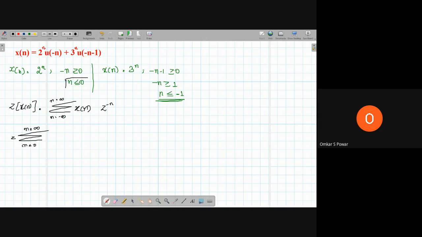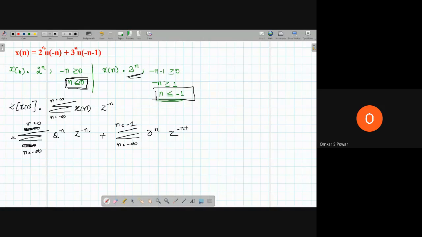So n is less than or equal to 0. Okay. So what should be your limits? n varies from minus infinity to n is equal to 0. So what is your x of n? x of n is 2 to the power of n into z to the power of minus n plus summation n varies from minus infinity to minus 1. So if you write this mathematical expression, it is easy for us to solve. x of n is nothing but 3 power of n z to the power of minus n.